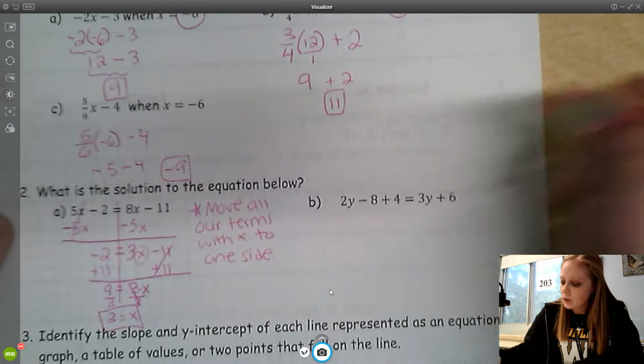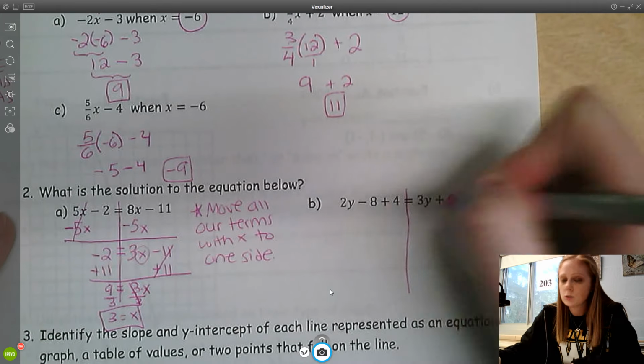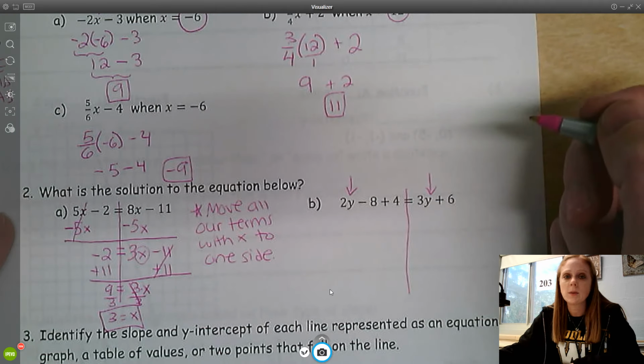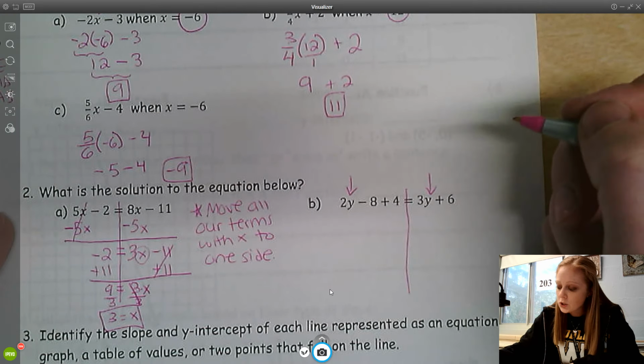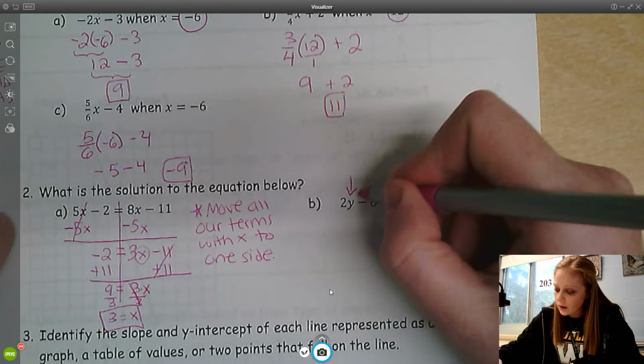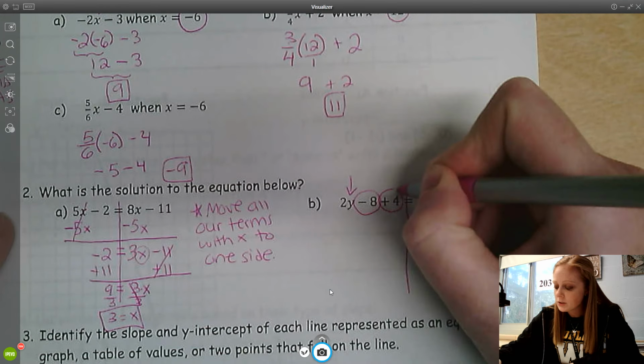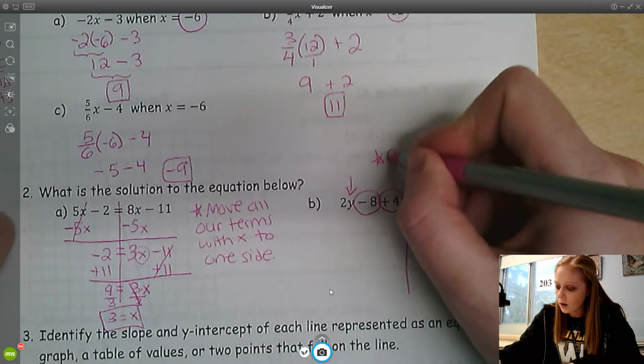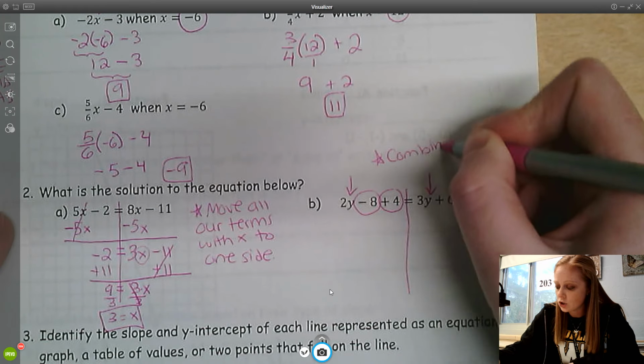All right. Let's look at the next one. So again, we have variables on both sides. We have y's on the left and we have y's on the right. We want to get them all to one side. But before we do that, we also have something else going on here. We have some terms that we can combine. So before you move all your terms to one side, you want to think, is there anything that I should combine?